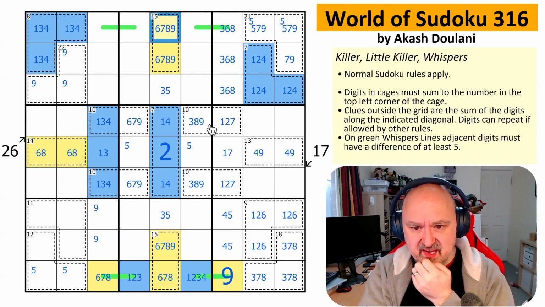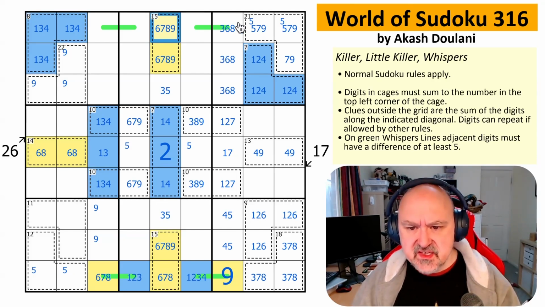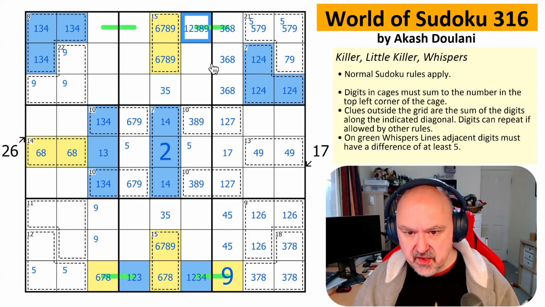This is tricky. So if this is 6, this is 1. If this is 3, this is 8 or 9. But if this is 8, this is 1, 2, or 3.